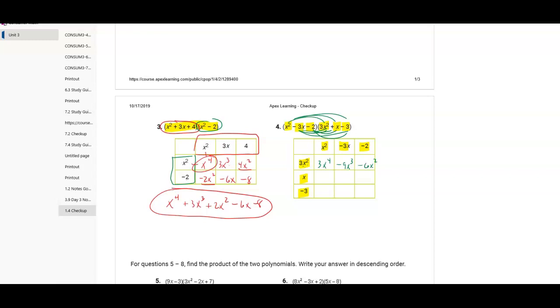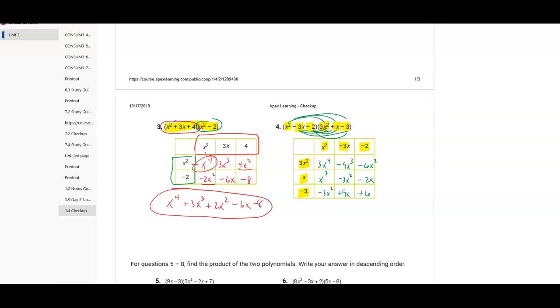Now the next one is going to be x times x squared, which is x to the third. Then x times negative 3x will give me minus 3x squared. Then x times negative 2 is minus 2x. Then negative 3 times x squared is minus 3x squared. Negative 3 times negative 3x is plus 9x. Negative 3 times negative 2 is plus 6.